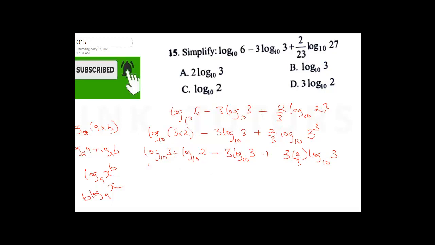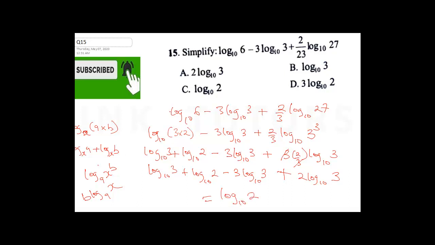Now notice I'll have log 10 3 plus log 10 2 minus 3 log 10 3. Now 3 will cancel 3. We'll now have plus 2 log 10 3. Now if you watch, I have everything in log 10 3 and log 10 2. Now all you need to do is collect like terms, add and subtract. Log 10 3 minus 3 log 10 3 will give us minus 2 log 10 3. Then plus 2 log 10 3, that will give us 0. Therefore, our final answer is log 10 2.